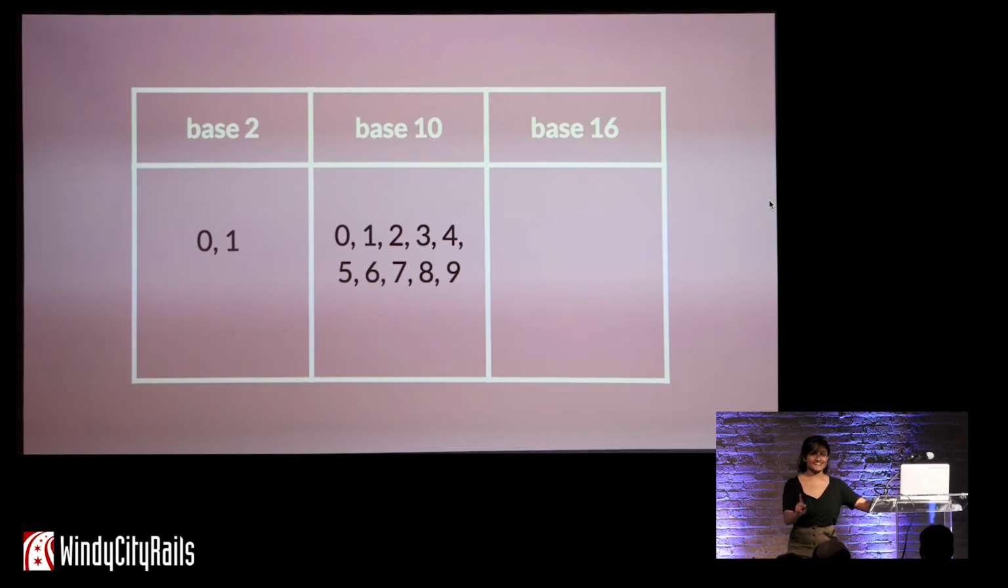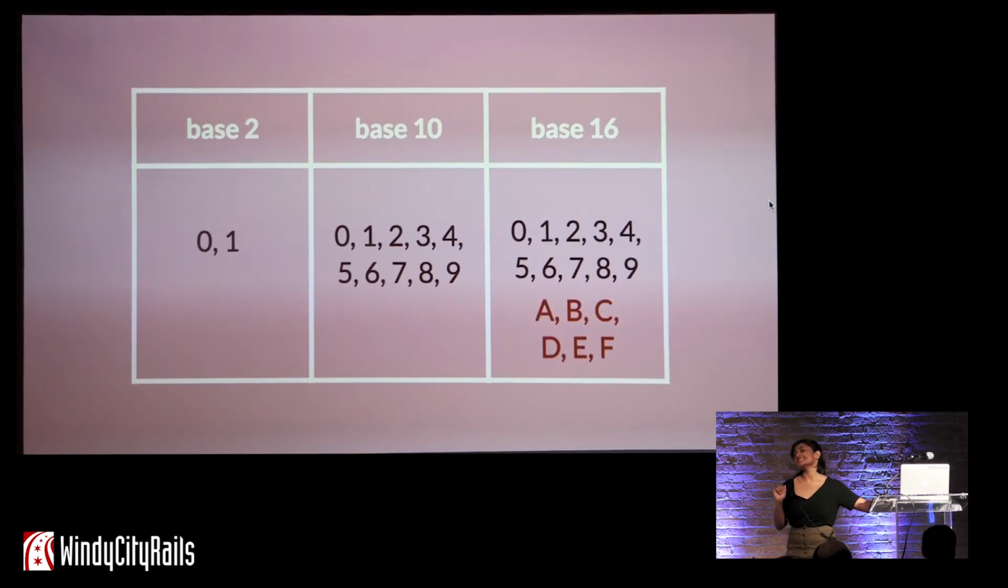Hold on, it's going to get slightly more complicated. Stay with me. Base 16, we need 16 digits. Well, we'll use the 10 that we know. 0, 1, 2, 3, 4, 5, 6, 7, 8, 9. Except we still only have 10. We need 6 more. We can get a little creative and use A, B, C, D, E, F.